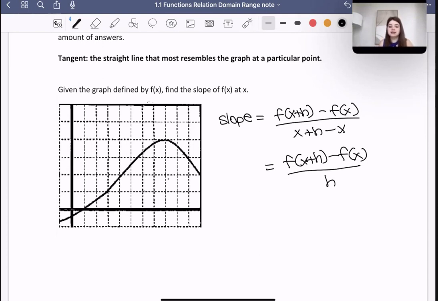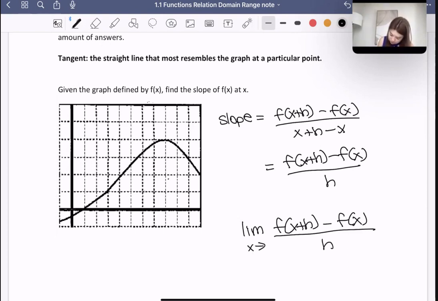Not the secant line. And so our instantaneous rate of change is equal to the limit as h approaches 0 of f of x plus h minus f of x over h. So that's our official definition, right? That's our calculus-wise definition. Okay, so that's our exact definition.